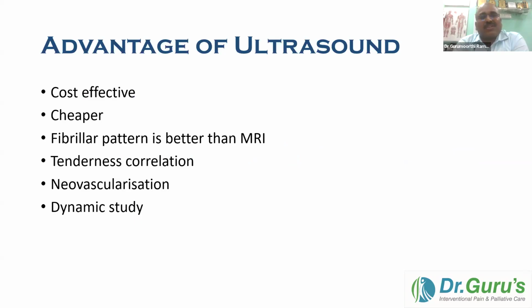As most of you know, it is a cost-effective and cheaper modality to see the soft tissues, right? In comparison to MRI, ultrasound has got the best view of the fibrillar pattern, which is the most important feature in tendinopathy. And the neovascularisation can be nicely seen with ultrasound. Even if they say MRI is the gold standard for confirming tendinopathy, it will only give you an idea about the thickness and so on. But the fibrillar pattern and neovascularisation are the ones we can really see only with ultrasound. So this is the advantage of ultrasound over MRI.